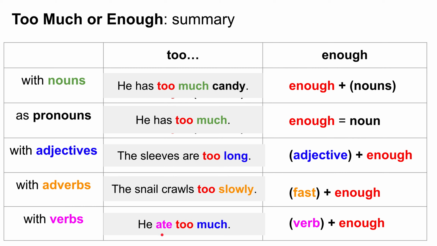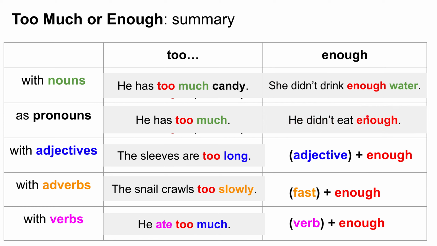The verb is ate. Okay, if I use enough with nouns, I say enough plus noun. For example, she didn't drink enough water. Water is the noun. If I use it with a pronoun, we say enough equals a noun. So for example, he didn't eat enough. Enough is what? Enough is food.